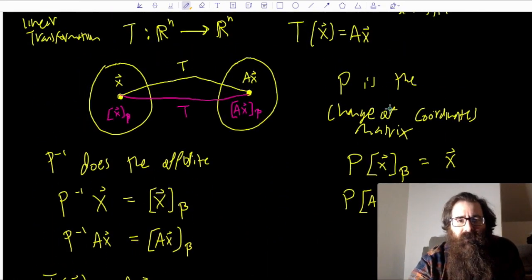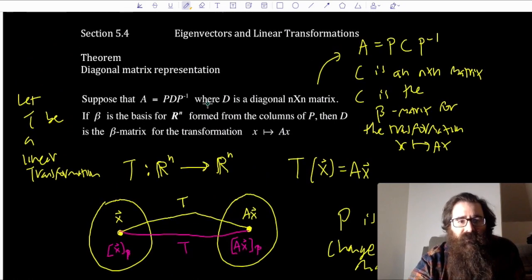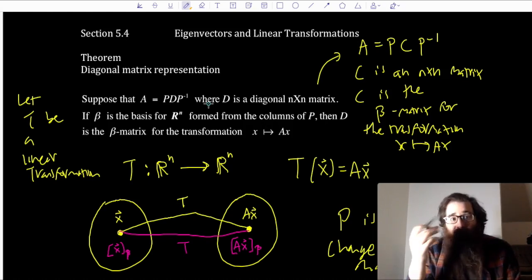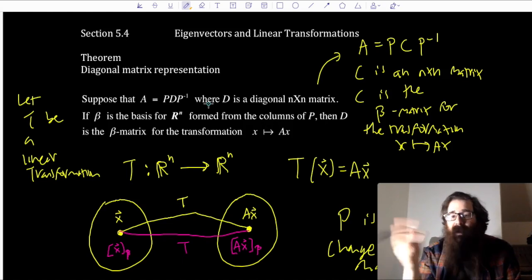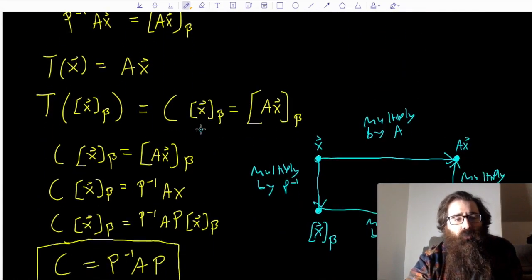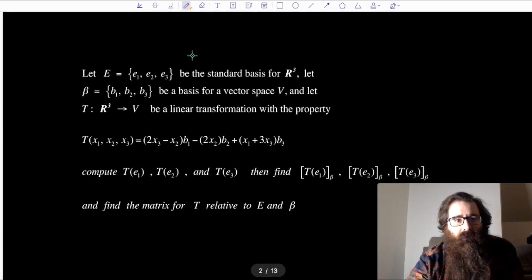And just to reiterate, I don't have to be working with diagonal matrices. If I'm lucky enough to have matrix P formed from eigenvectors as column vectors, then matrix D is going to be a diagonal matrix where the diagonal entries of D are from eigenvalues. And we would say, well, okay, then D is this beta matrix for the transformation. However, I could talk about A equals P times C times P inverse, where C is any n by n matrix. It does not have to be diagonal, but we still consider C to be this beta matrix for the transformation from x to Ax. Lots of really cool stuff here, very cool results. Let's talk about some problems here.